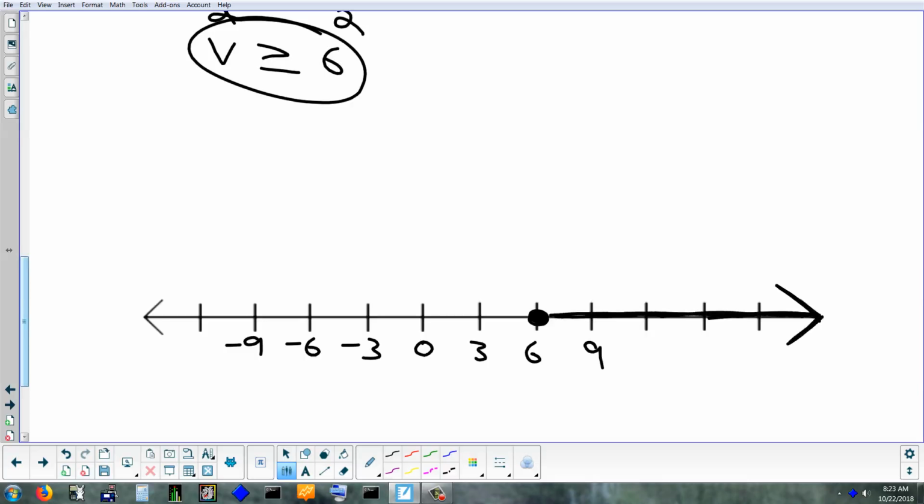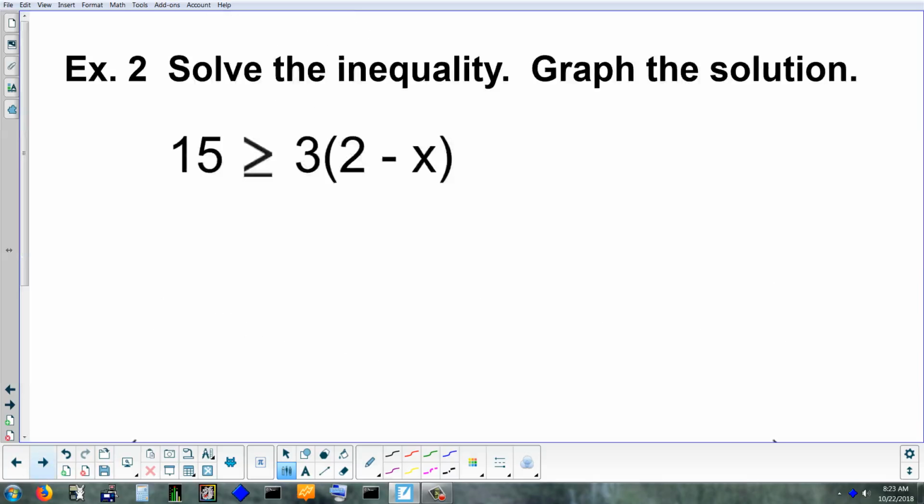Okay, so not that much different than what we did last week. It's just combining what we did with equations and then what we did last week and putting them together. Right. Questions on that one? All right. Okay, let's look at this one.